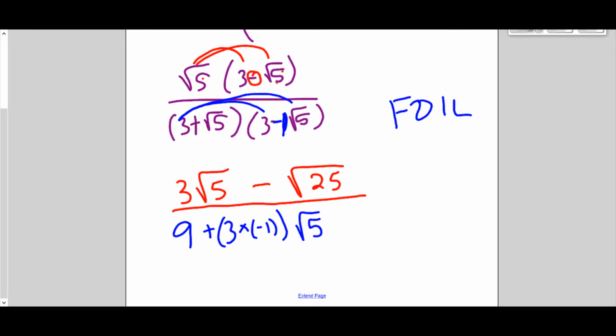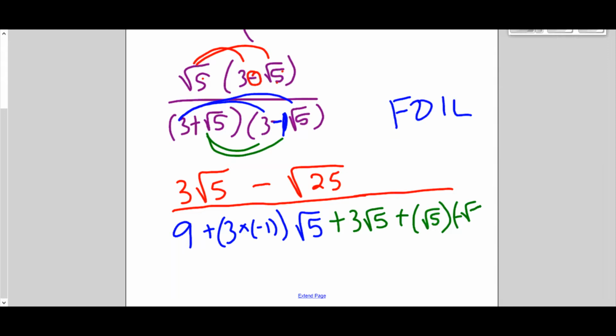Then I'm going to do the same thing here. So I have square root of 5 times 3. Well, that 3 is positive. Both of those are positive, so I know my answer here is going to be positive. This will be plus 3 square root of 5. And then now I'm going to do positive square root of 5 times negative square root of 5.